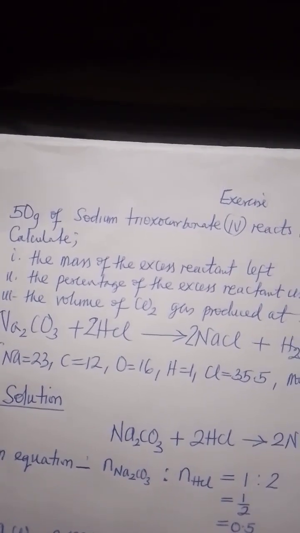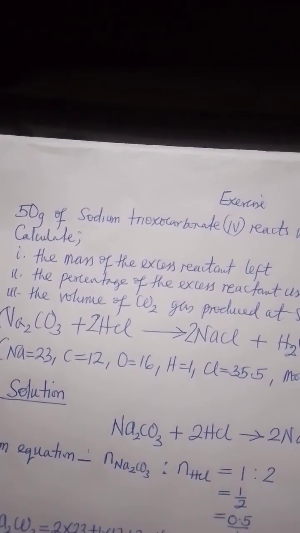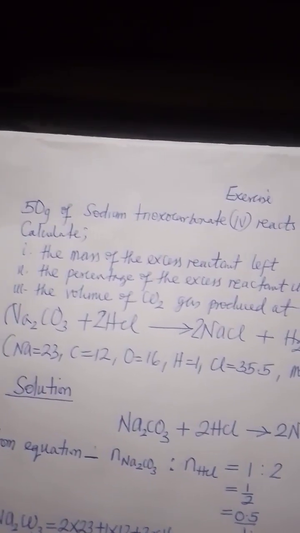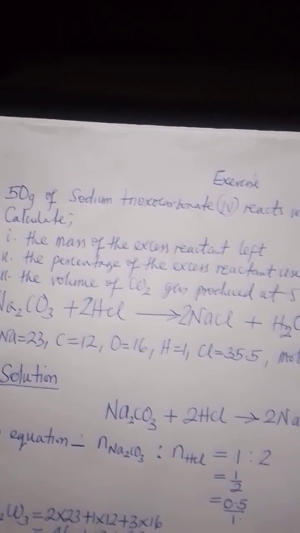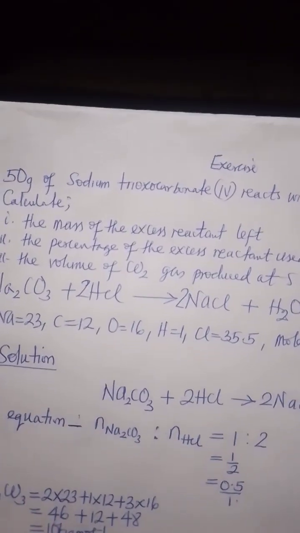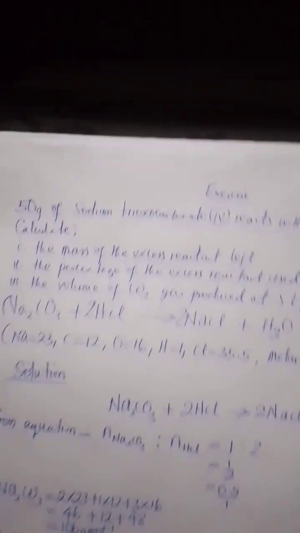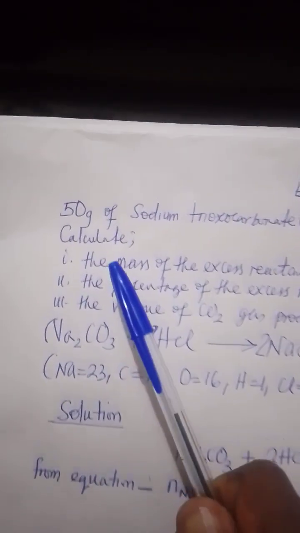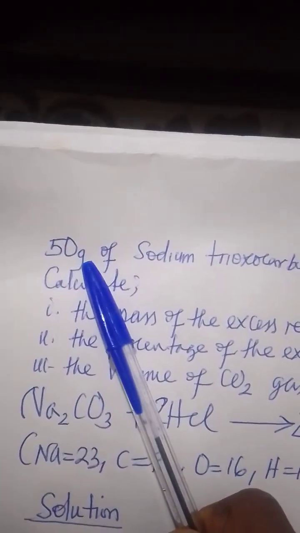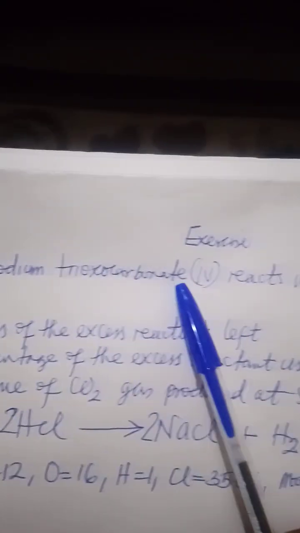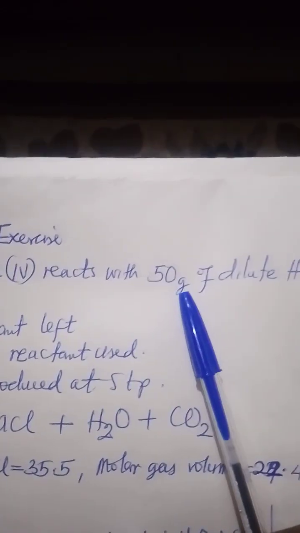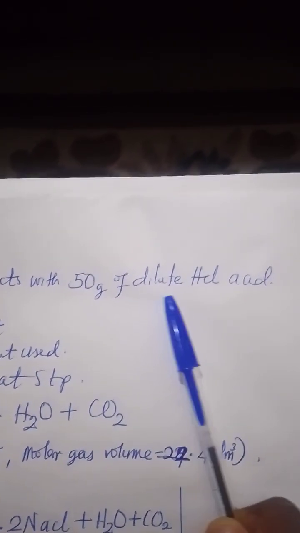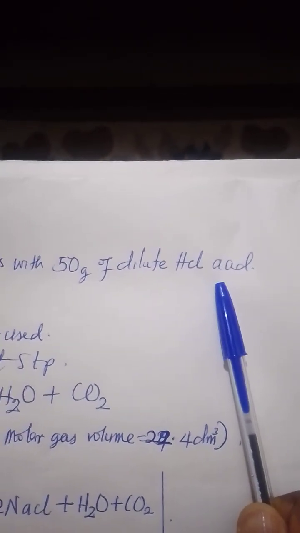Part 3 ended with an exercise that you're supposed to do, and we want to look at the exercise together in order to bring us to the conclusion of stoichiometry. So let's quickly look at the question. It says 50 gram of sodium trioxocarbonate 4 reacts with 50 gram of dilute HCl acid.